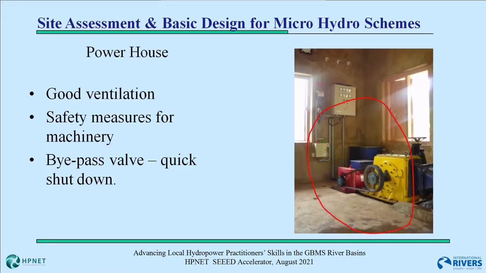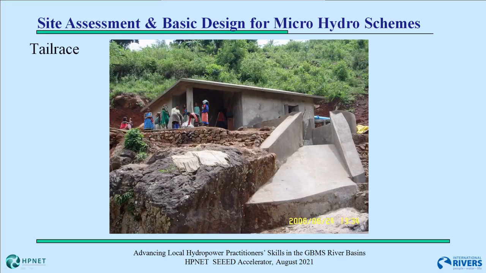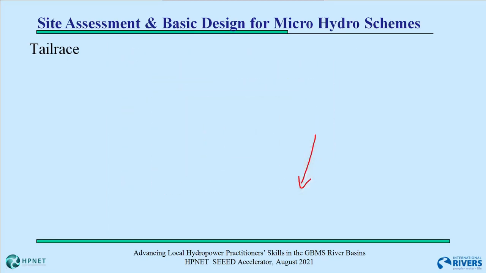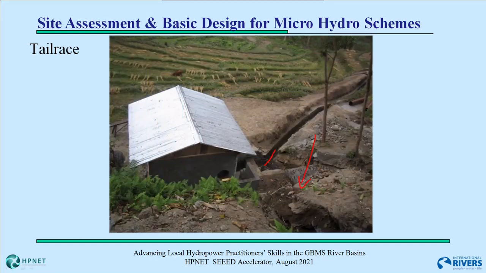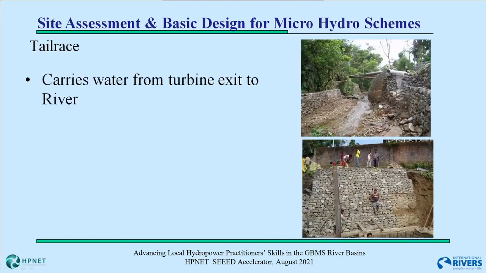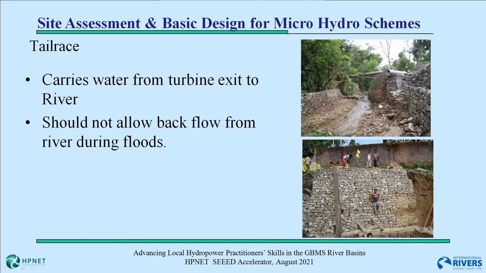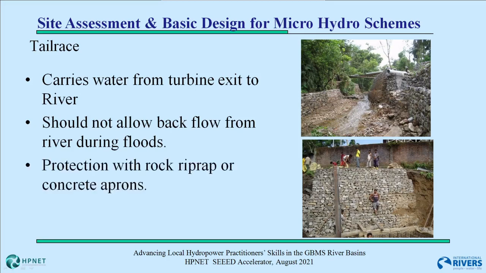The tail race is a channel or a pipe that conveys water from the turbine after the power generation back into the stream. A tail race should not allow backflow, and should be properly protected against washouts, landslides, etc. by building riprap walls or concrete aprons.